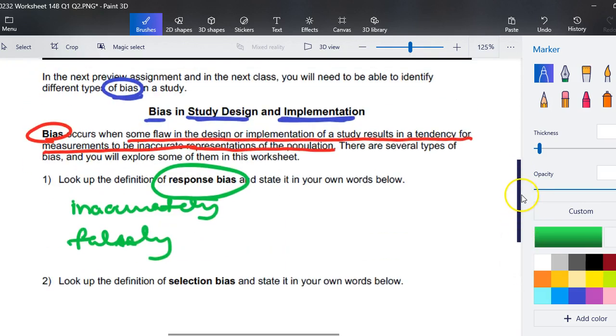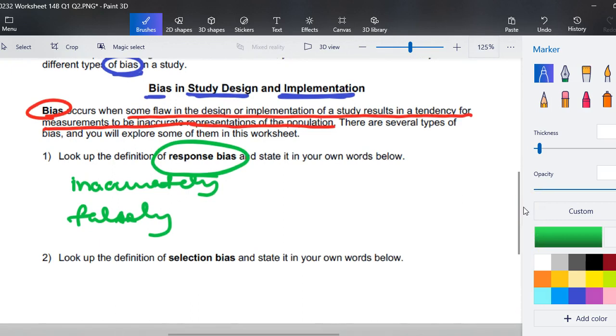Next, we have selection bias. So go over these in your mind. We're talking about bias. The first one was response bias. The second one that we're going to talk about is selection bias. Selection bias is when data are gathered in a way that leaves out some representatives of the population. The study has selection bias because the sample was not obtained randomly.